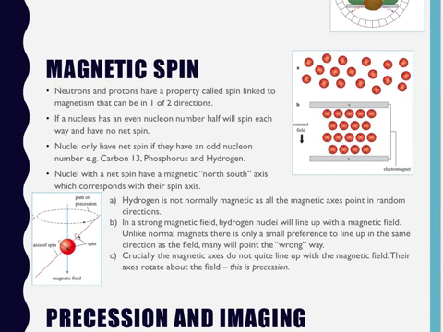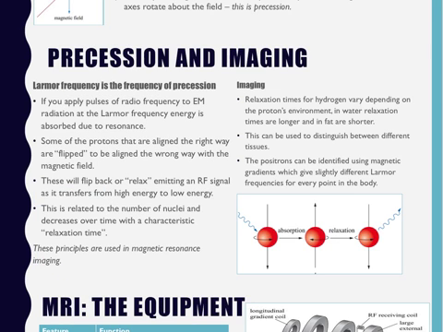In C, in the left corner there, crucially, magnetic axes do not quite line up with the magnetic field. The axes rotate about the field. This is precession. Precession and imaging. Larmor frequency is the frequency of precession.